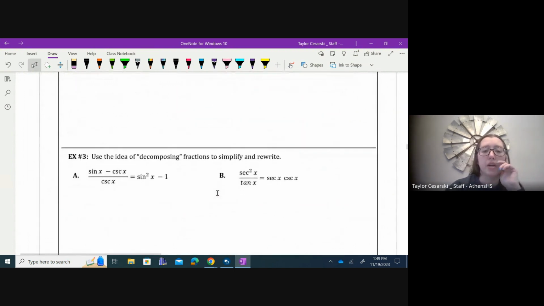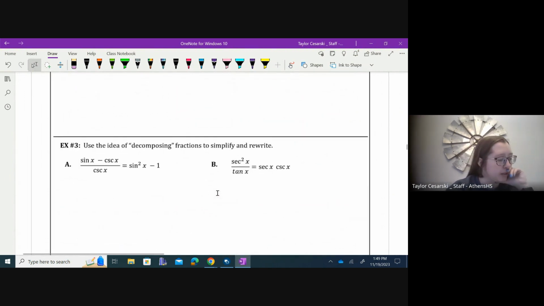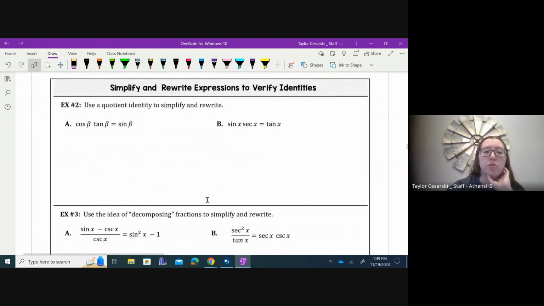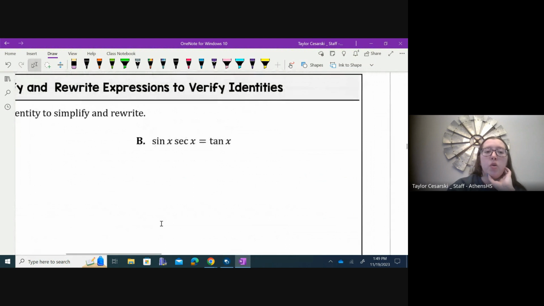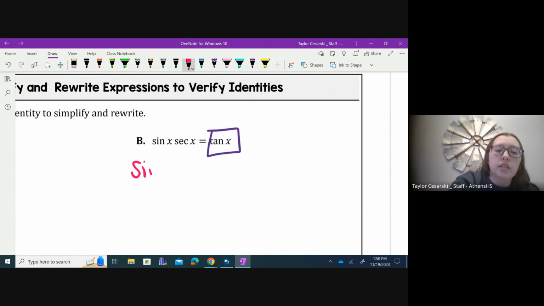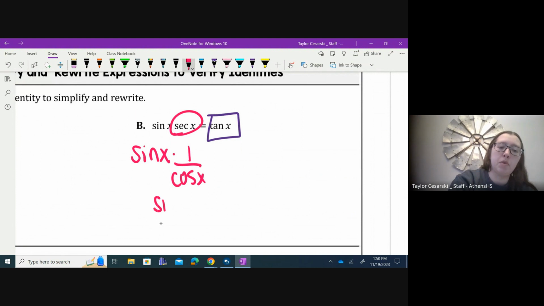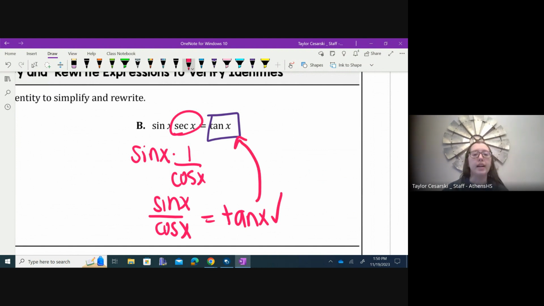So as we work through these, I'm going to do a couple of these just to get yourself familiar with this. Okay, so let's start with B. We want to prove that this equals tangent of x. Sometimes they'll give that to you and ask you to prove it, and sometimes it might be like which one is equivalent. So a good strategy is to rewrite in terms of sine and cosine. I know that secant is 1 over cosine of x. If I multiply, I get sine of x over cosine of x, which equals tangent of x. And so I've now shown that it equals the right side.